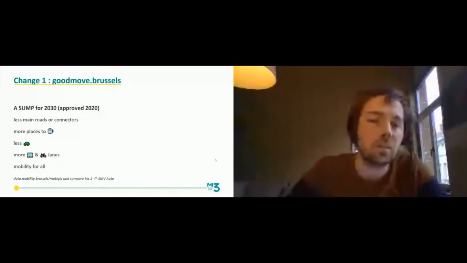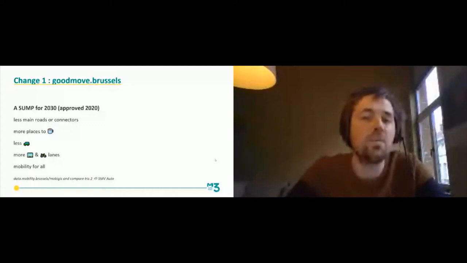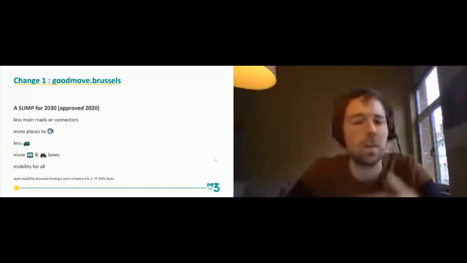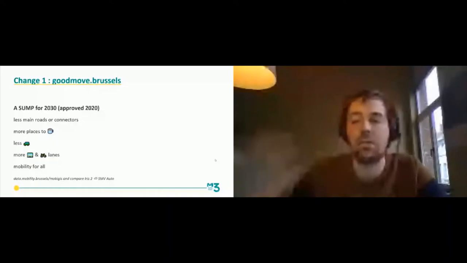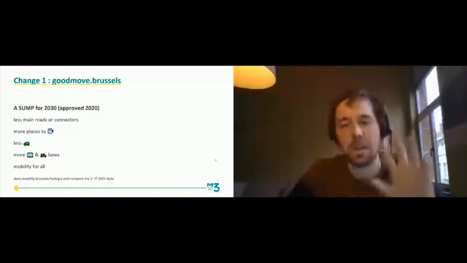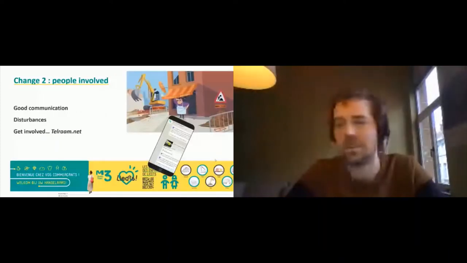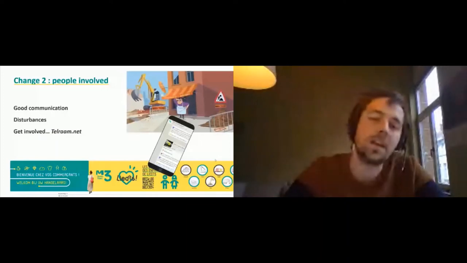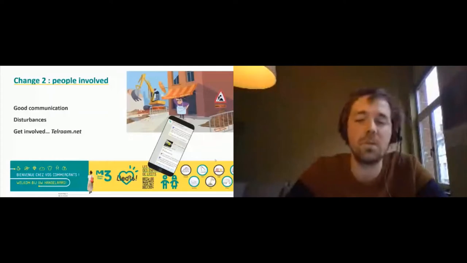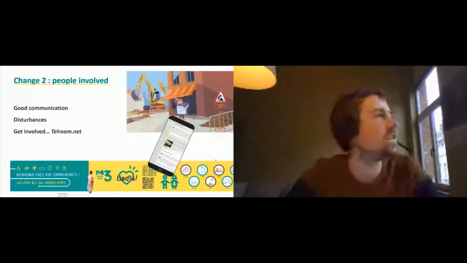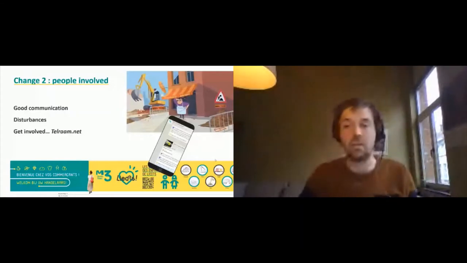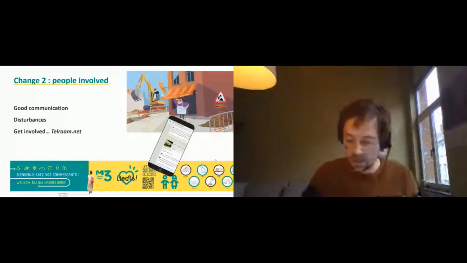A second change is that people want to get involved. If we do public works, we want to do good communications about disturbances. We have even a WhatsApp network to inform the people when there are works coming up. But getting involved can be more than communication. And I want to give you a good example. It's about telram.net, wecount.net in English.